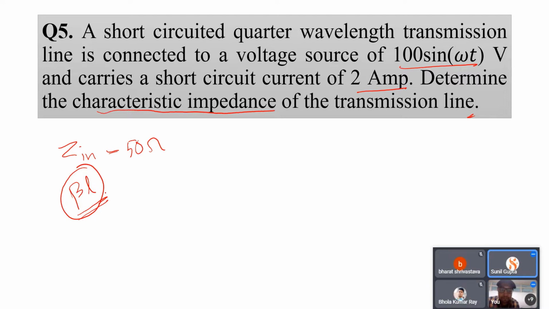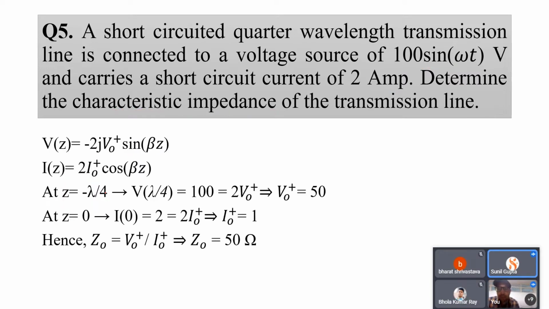Okay, please tell your method, which would be better, I think. Yes, so suppose this is the transmission line. At the load end, you are short circuiting, whereas at the source side, you are just applying the voltage source.